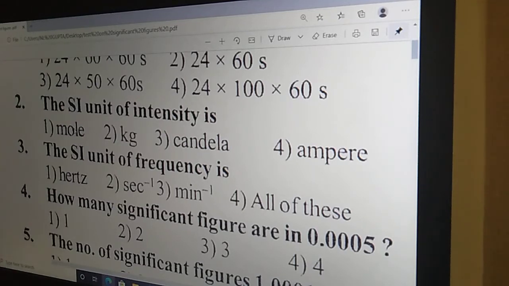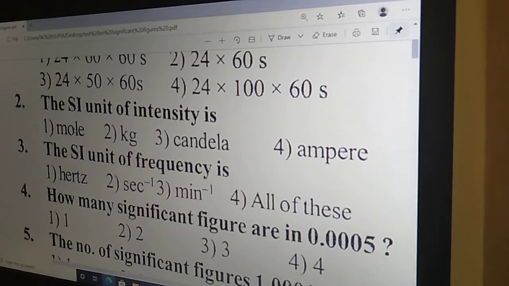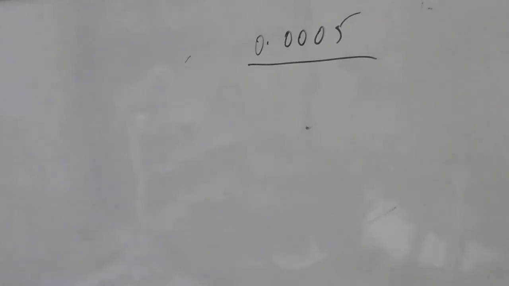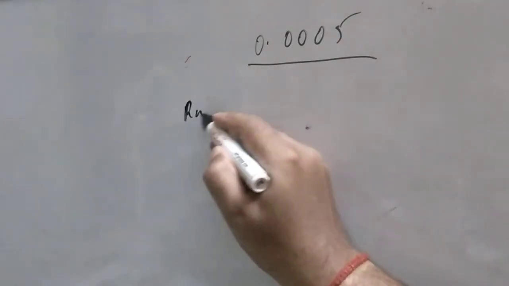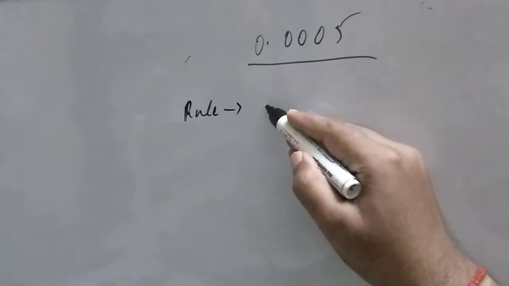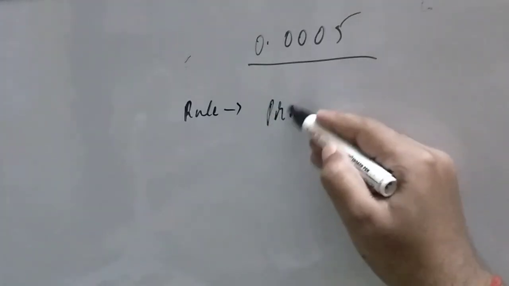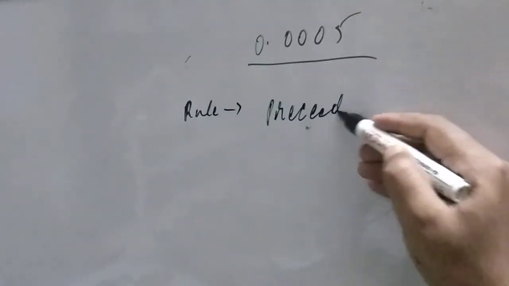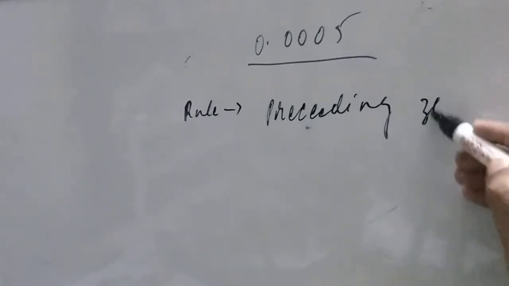0.005 is there, and they are asking the significant figures. Okay, so they have given the options 1, 2, 3, 4, like that. They have given so many options, but let us see. Come on the board, student, for question number 5. This number is given as 0.005. I told you the rule, student, that is about preceding 0.